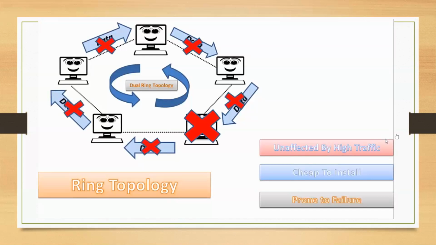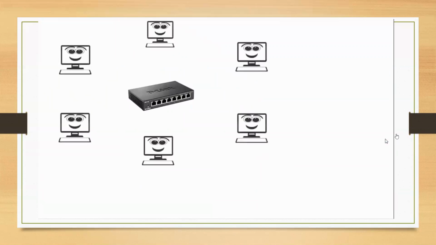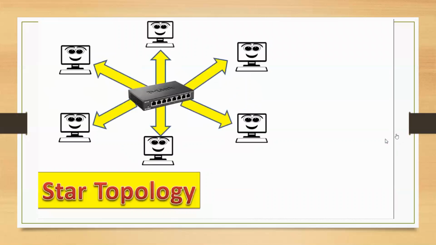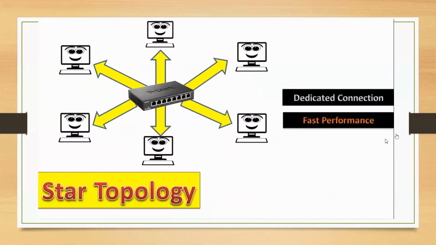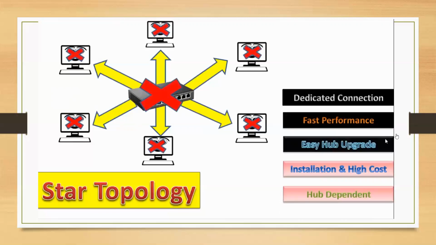Let's move on to the next topology. Now it's a hub or switch, and all the computers are connected with that central hub. This type of topology is known as star topology. In this topology, there is a dedicated connection to all computers. It has a very fast performance, and you can easily upgrade the hub, but installation cost is high, and the whole topology is network dependent. That means if the hub fails, all the network will go down.